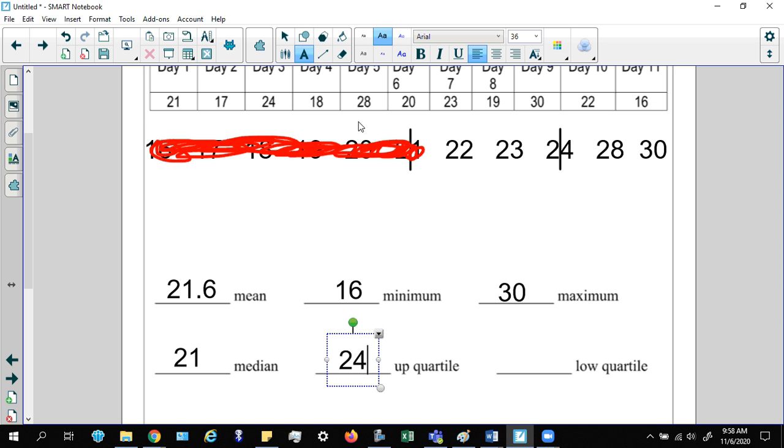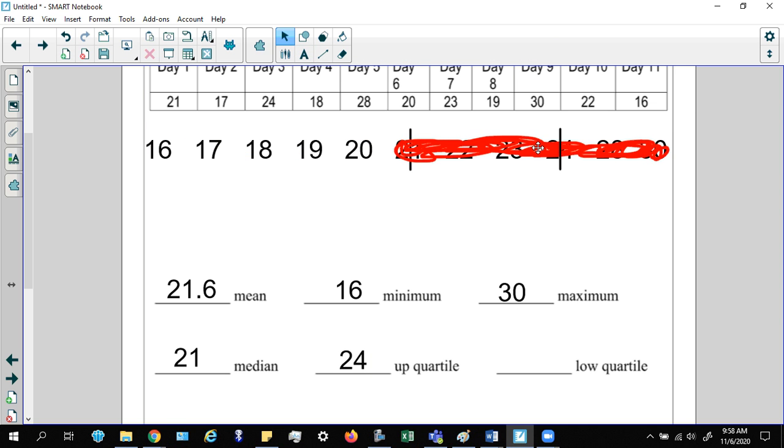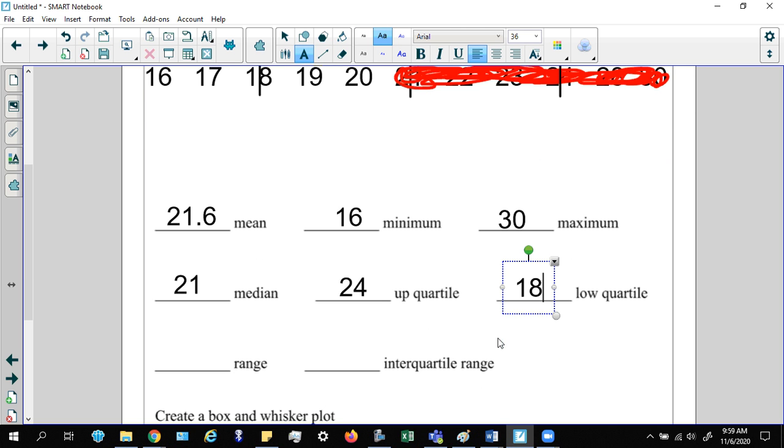The lower quartile, same exact thing. We're paying attention to only the lower half, and we've got to find that middle number. And again, we're only dealing with 5 numbers, so it's going to be pretty simple. Right on that 18. There we go, 18. All right. Now let's talk about the range and the interquartile range.